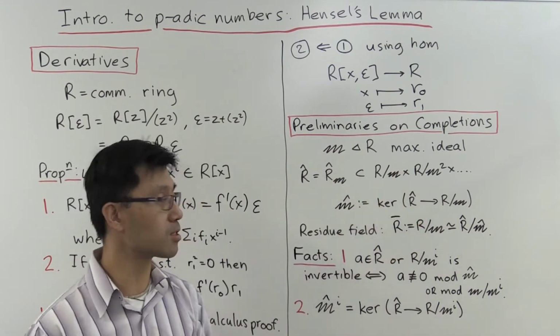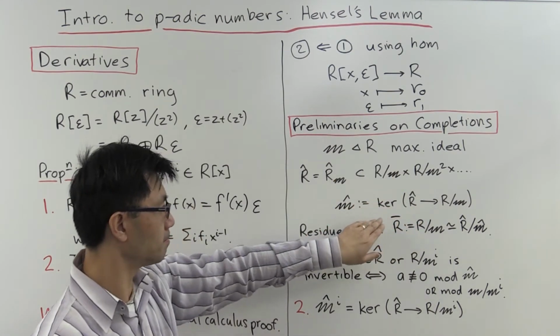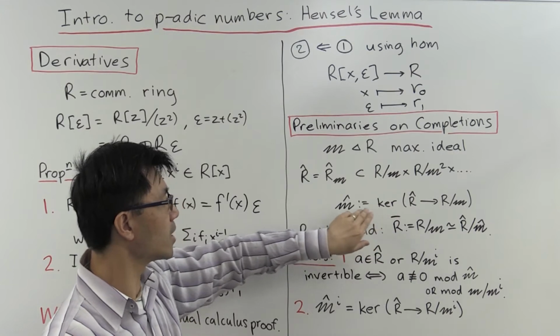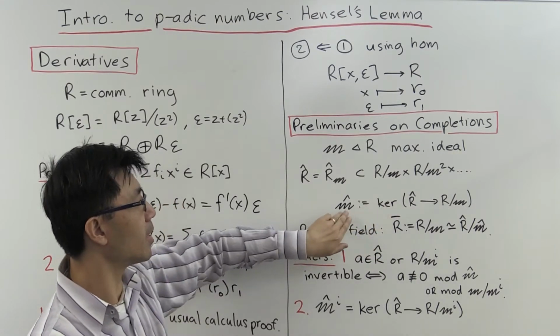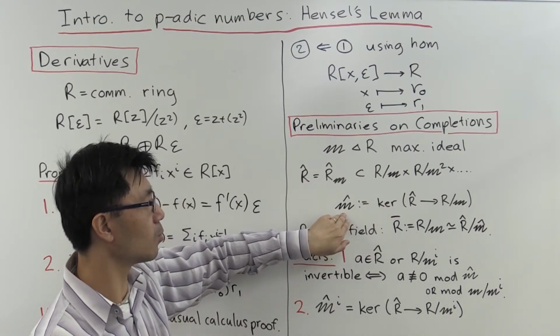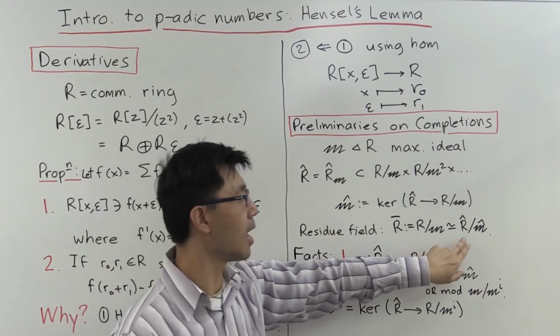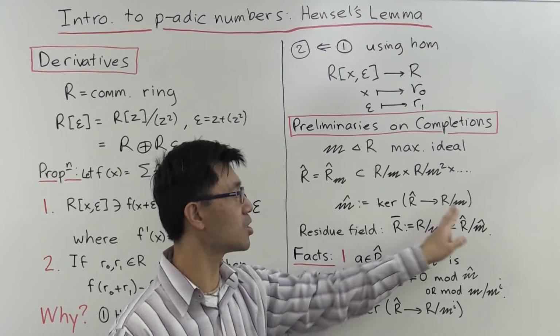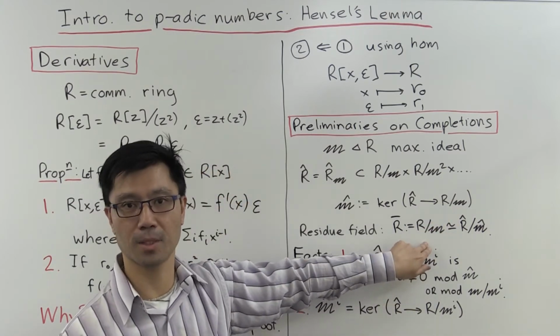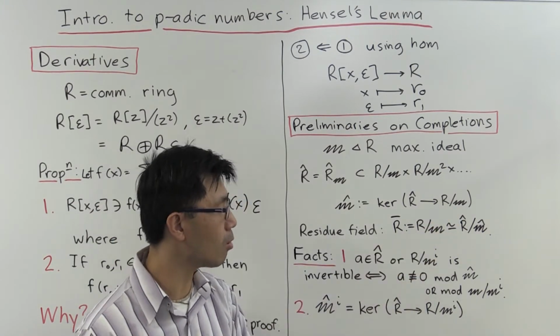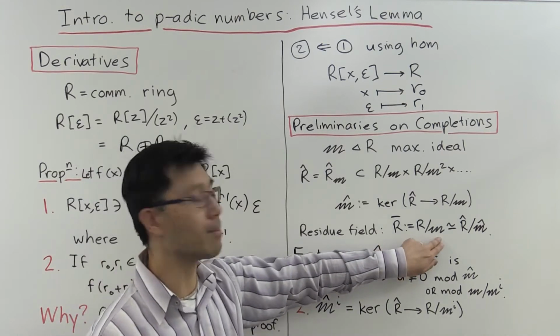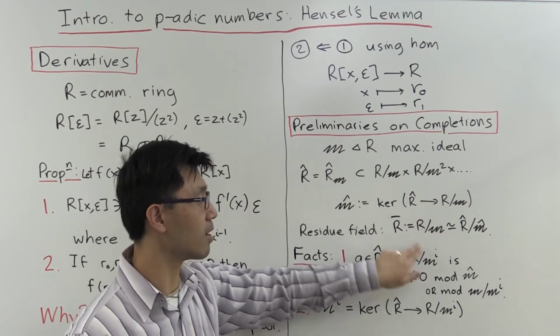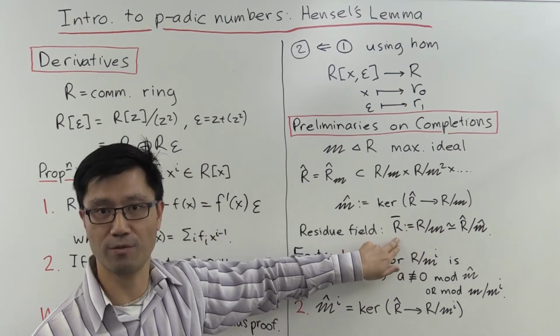So using the first isomorphism theorem, you can get certain results about the kernel M hat. What can you say about the kernel M hat? R hat mod M hat is isomorphic to the image here, which is R mod M. And this will be a very important ring for us. Since M is a maximal ideal, this will be a field, and it's called the residue field here.